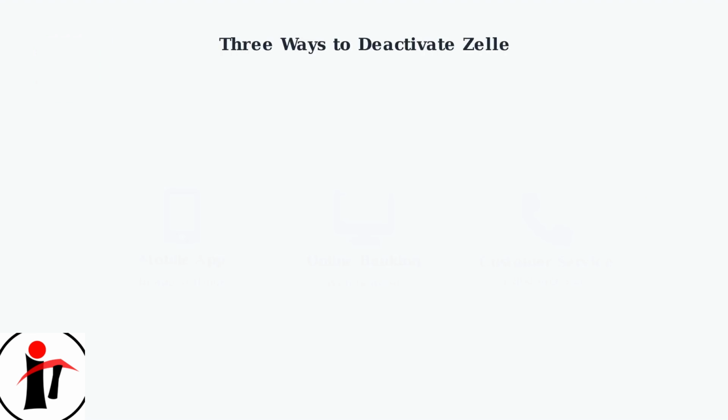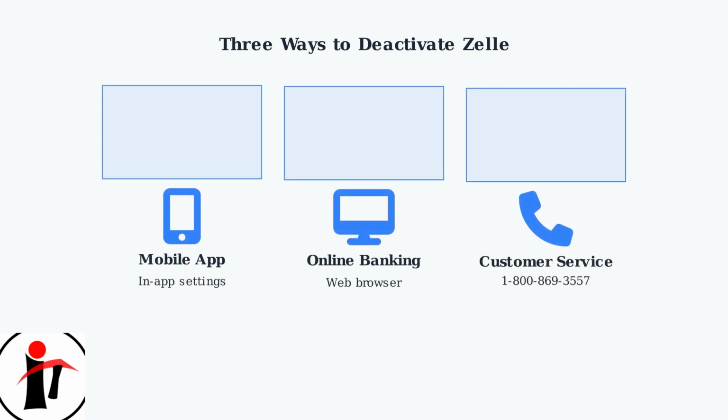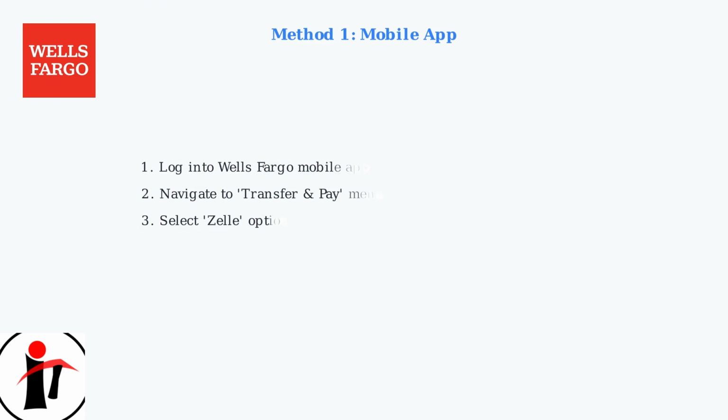There are three ways to deactivate Zelle in your Wells Fargo account. You can use the mobile app, online banking, or call customer service directly. The mobile app method is the most convenient.